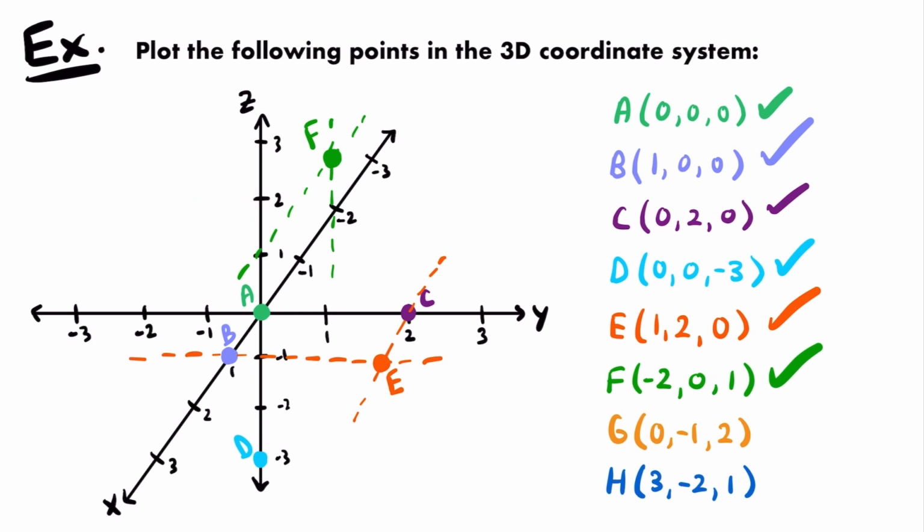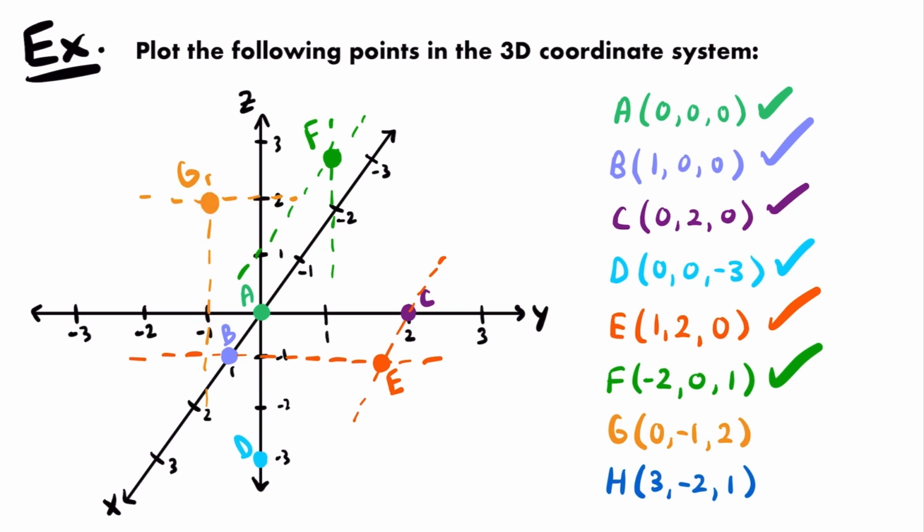Now you could actually just plot the point right there in this case, because if we draw our parallel lines, let's draw a line parallel to the z-axis through y equals -1, and then let's draw another line parallel to the y-axis through z equals 2. You can see that those lines intersect right at this point right here, which is x equals 0, y equals -1, and z equals 2. All right, so since the x-coordinate was 0, that made finding point G a lot easier. We just move along the y-axis and then along the z-axis to get to our point.